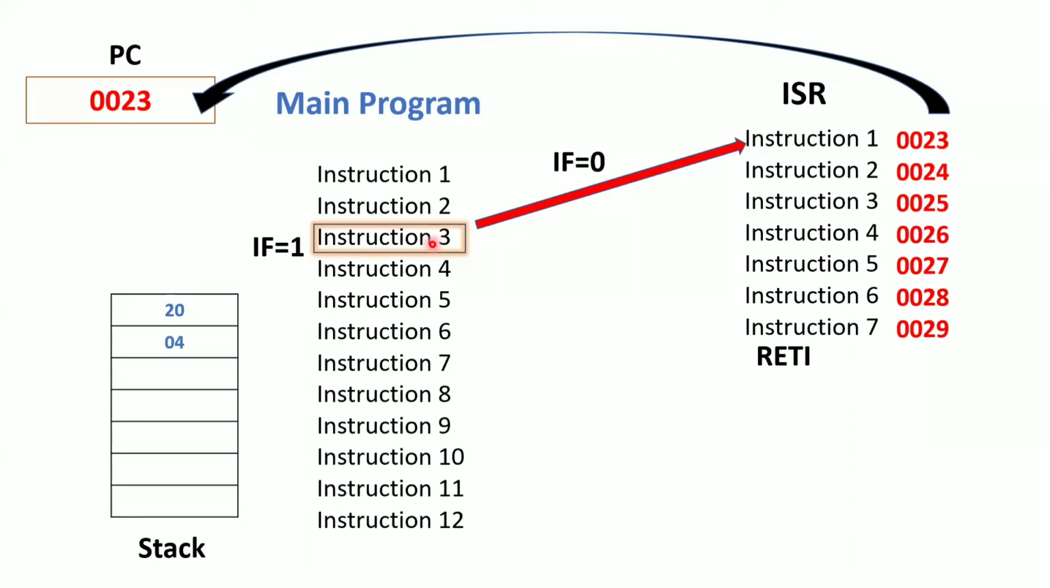Whenever you are writing the interrupt service routine ISR, you need to use one instruction at the end of the ISR. Every ISR should use one instruction called RETI. What is it? RETI means return from interrupt. This instruction is telling the processor politely, processor, I am returning from the interrupt.